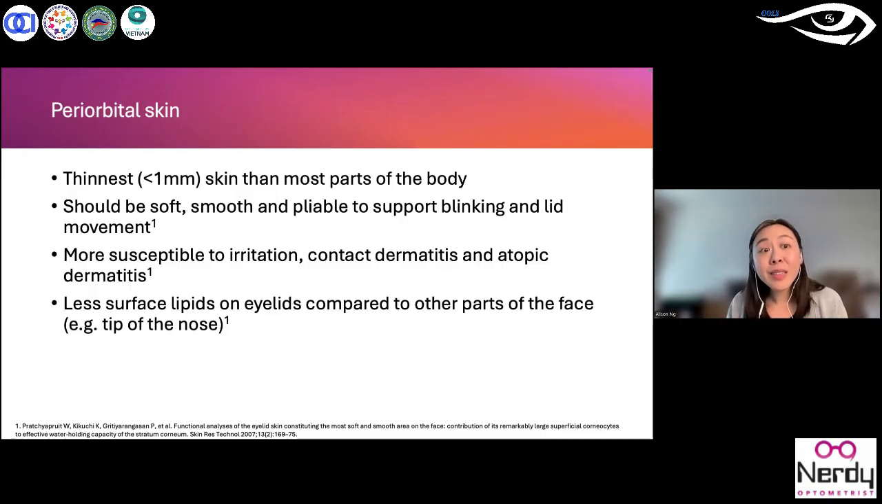Because of the thinness of this skin, the eyelid skin is more susceptible to irritation. And this includes things like contact dermatitis and atopic dermatitis as well. And part of this is because there are fewer surface lipids on the eyelid region and on the periocular skin compared to other parts of the face, such as the tip of the nose. And I'm going to talk a bit about lipids a little bit later on and the role that it plays in maintaining skin health.